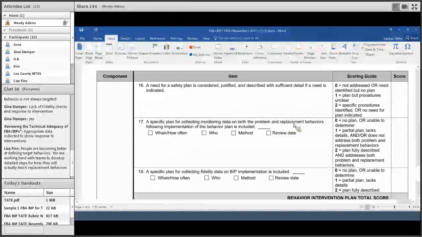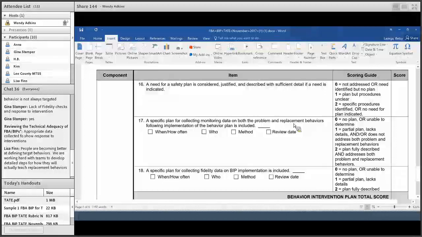And that 13, 14, and 15 are all following the same pattern. 16, is there a need for a safety plan considered? So not all students, of course, need a safety plan. However, we're unable to tell by the problem behavior whether or not there are other behaviors.